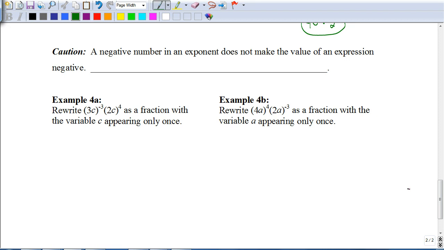Now if you notice, a negative number as an exponent does not make the value of an expression negative. All powers of positive numbers are positive. So in other words, if you have 3 to the negative second power, your answer is going to be positive. If you have 1/3 to the negative 7th power, your answer is going to be positive. Anytime we have a positive base, your answer is going to be positive.